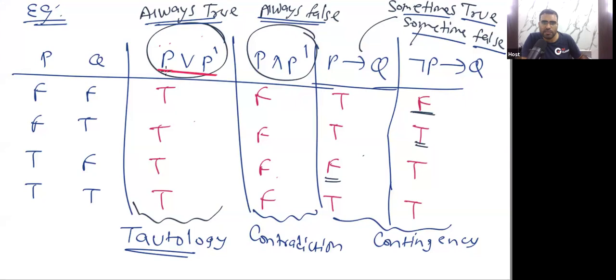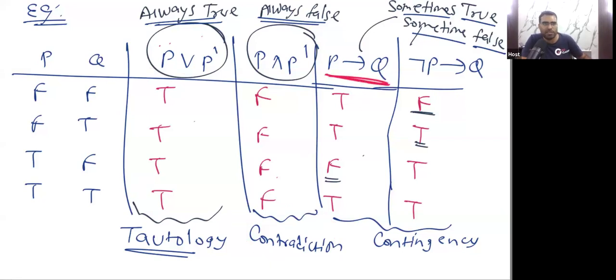Very simple. Now you can easily see, look at this expression P or P bar. This is always true, right? So this is a tautology. And look at this, P and P bar. This is always false. So this is a contradiction.